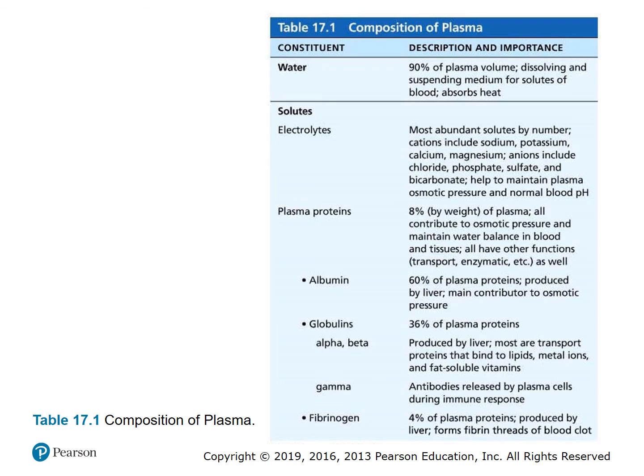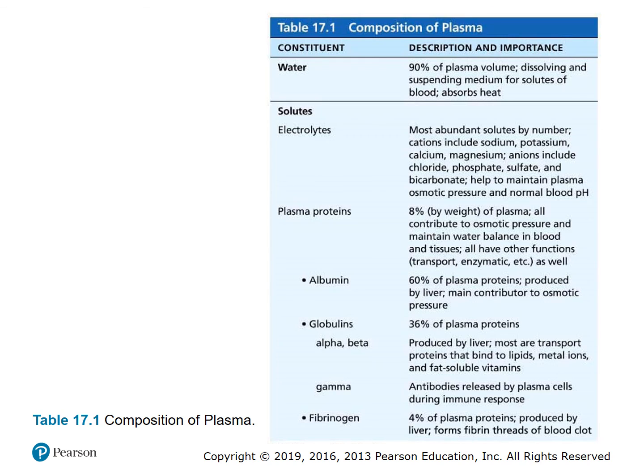Table 17.1, composition of plasma. So it's mostly water, 90% of the plasma volume. The function of water is not just a dissolving medium for solutes, but it also absorbs heat. Then there's electrolytes, things like sodium, potassium, calcium, magnesium, chloride, phosphate, sulfate, and bicarbonate. And these are very important because they maintain the osmotic pressure and also normal blood pH.